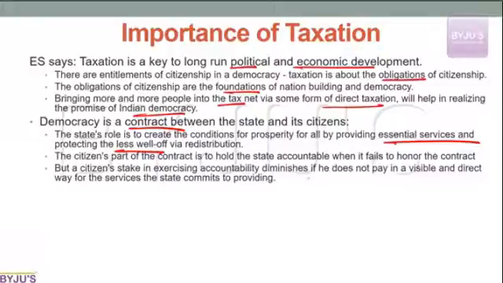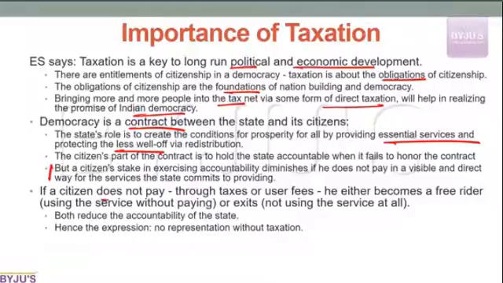Now, if a citizen does not feel the state is doing its part of the contract properly, the citizen will also be less interested in maintaining his part of the contract. He will try to avoid tax, etc. The moment a citizen stops paying taxes, he becomes a free rider, using a service without paying, or he can even exit the state itself, not using the service at all. Both reduce the accountability of the state.